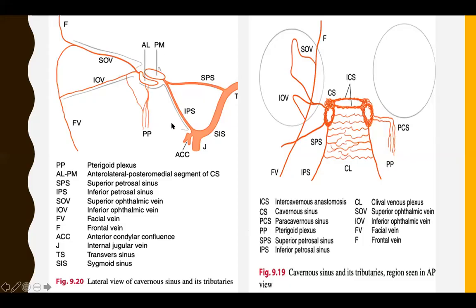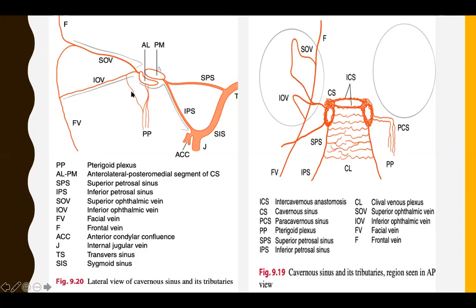This is a good picture showing the lateral view of the cavernous sinus and its tributaries, and this is the AP view. First, the lateral view. This is the anterolateral and the posteromedial part of the cavernous sinus. This is the superior ophthalmic vein. This is the frontal vein and the facial vein leading into the superior ophthalmic vein. Whenever there is CCF, we clearly see enlargement of the superior ophthalmic vein and occasionally the inferior ophthalmic vein.